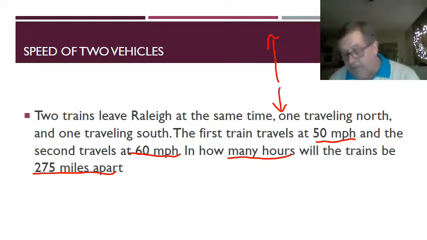Now, I'll give you a hint. The fact that they are moving apart from each other and they left at the same time means that we're going to be adding our rate versus time plus rate versus time equals our total distance. So we got the two vehicles.